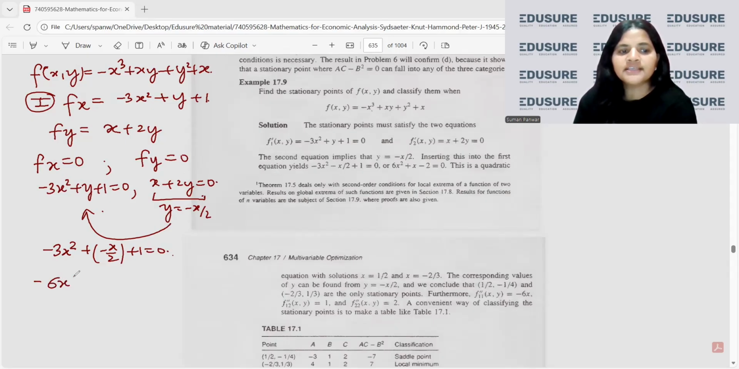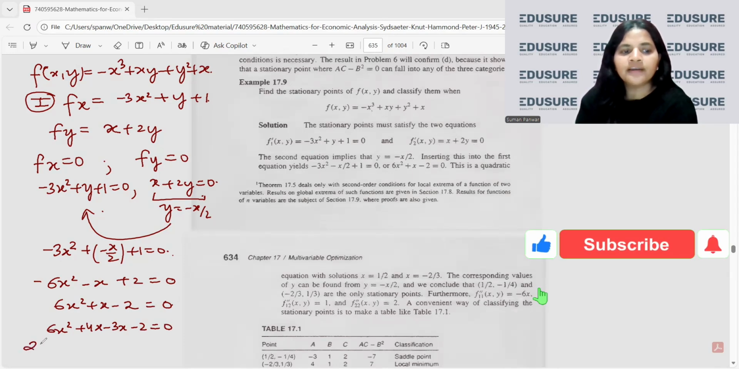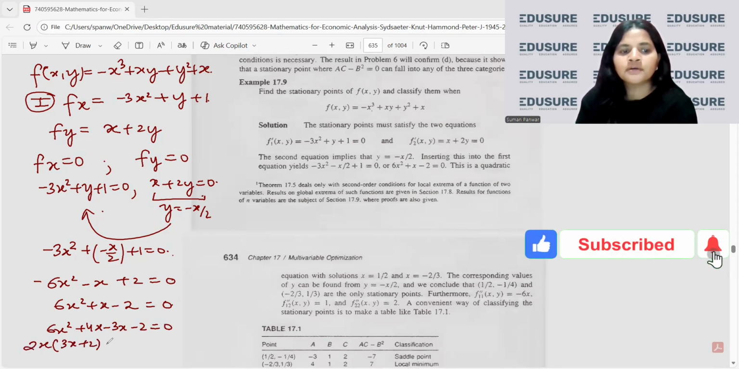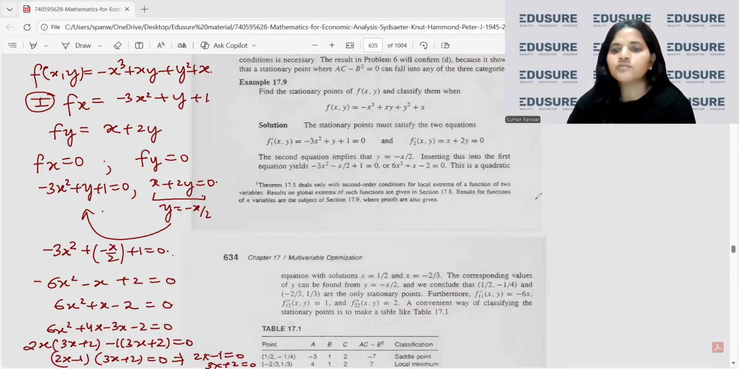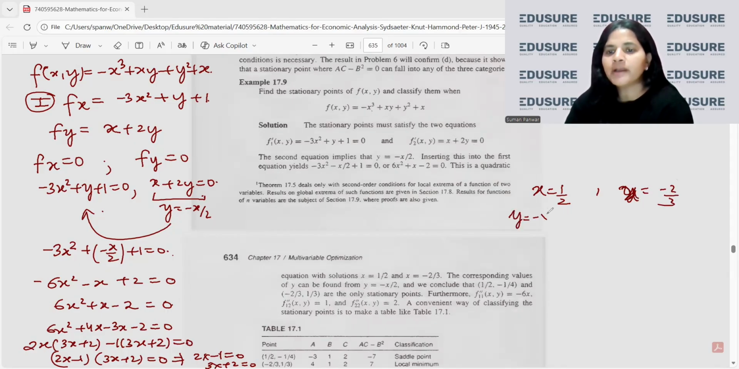So 6 minus 6x squared minus x plus 2 is equal to 0. Okay. So 6x squared plus x minus 2 is equal to 0. So let's try to split the middle term. So write x as 4x minus 3x. Okay. Then let's take 2x common from the first two terms and minus 1 common from the last two terms. So this is (2x minus 1)(3x plus 2) equals 0. And this would imply that 2x minus 1 equals 0 or 3x plus 2 equals 0. So the first point is x equals half. The second point is x equals minus 2 by 3. So we know that y is equal to minus x by 2.